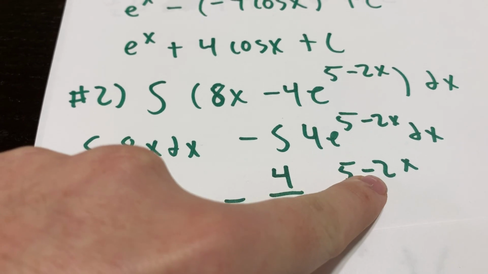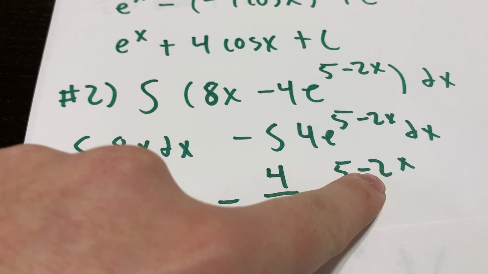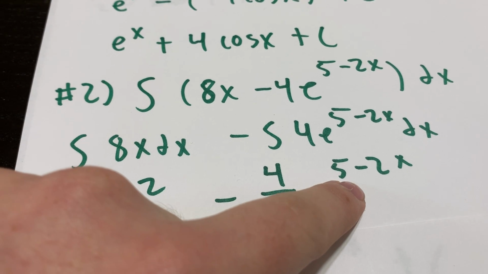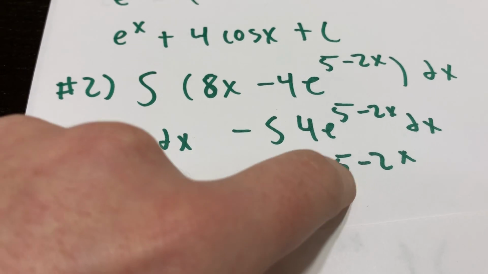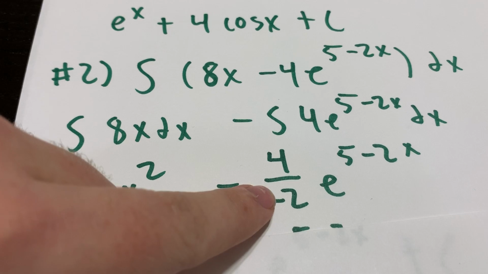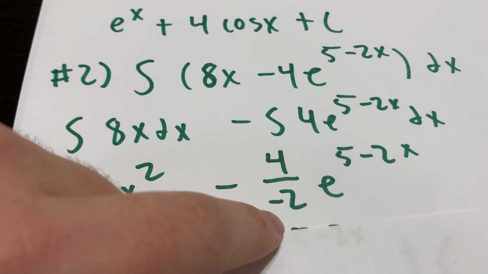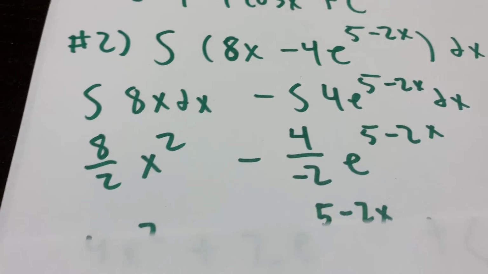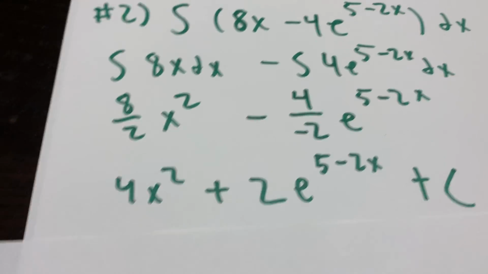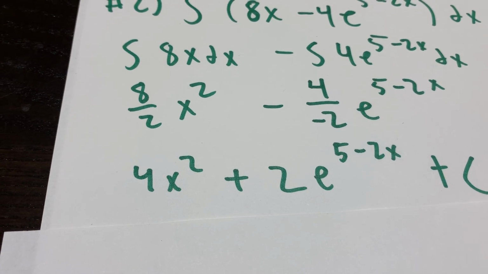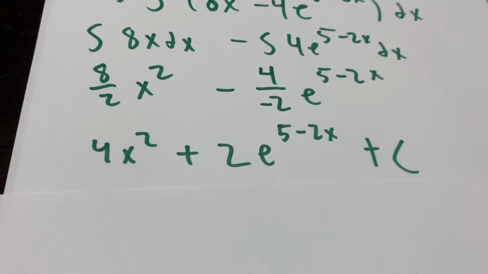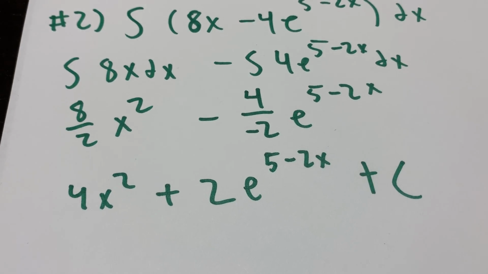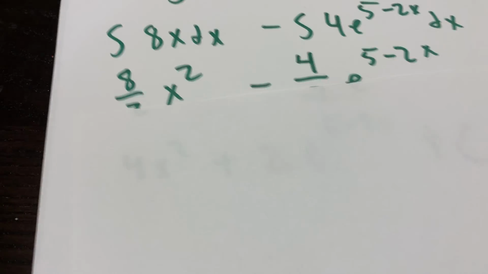The reason you divide by negative 2 over here is because the only thing you care about is the constant here. The constant for the x is negative 2, because when you take the derivative of the 5, that is going to be 0, and that's just going to leave negative 2. So 4 over negative 2, and minus, and then you add that all up, you'll get 4x squared plus 2e to the 5 minus 2x, and then don't forget the plus c, because remember, we don't know if there's a constant there or not, so we have to add one.